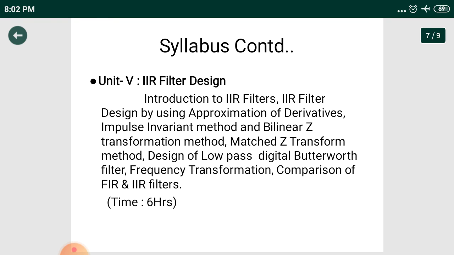Then the next unit of the syllabus of DSP is IIR filter design. It consists of introduction of IIR filters, IIR filter design using approximation of derivatives, impulse invariant method, and bilinear Z transformation method. After that, there is matched Z transform method, then design of low pass digital Butterworth filter, frequency transformation and comparison of FIR and IIR filters. The total time duration given for this unit is 6 hours.